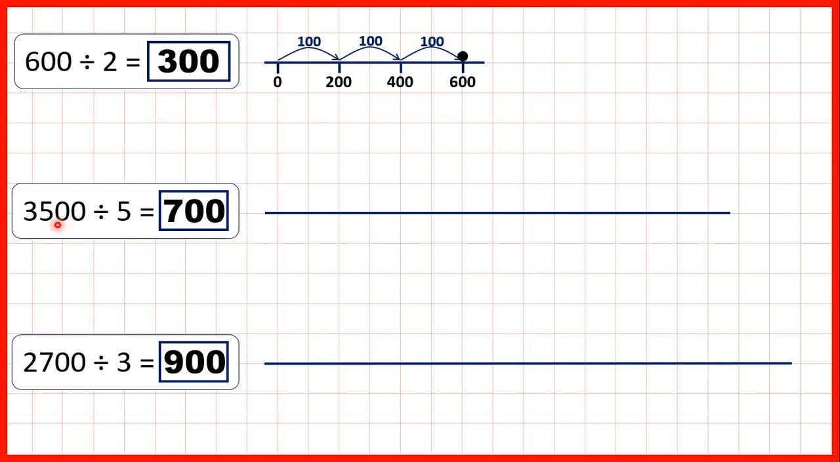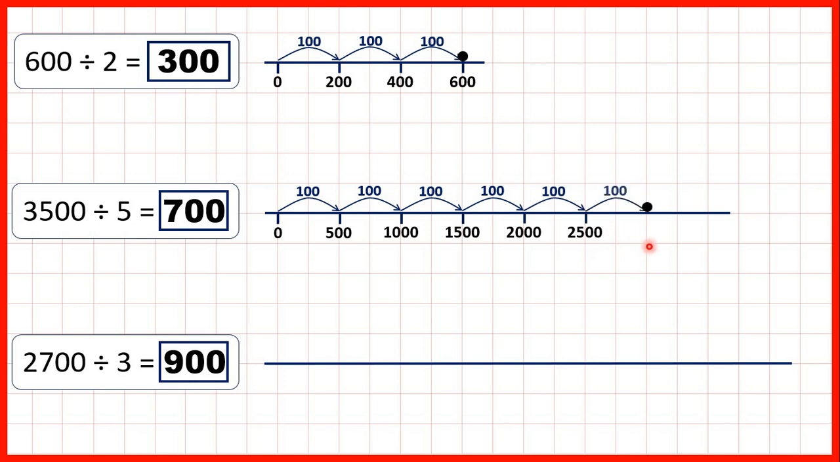Now, for 3,500 divided by 5, we can count in steps of 100 times 5. So 100 steps of 5 would take us to 500. Another 100 steps would take us to 1,000, then 1,500, 2,000, 2,500, 3,000, and 3,500. So we counted steps of 100 times 5 7 times, so we counted 700 jumps altogether. Now, again, you can see that counting in steps of 500 is just like counting in steps of 5.